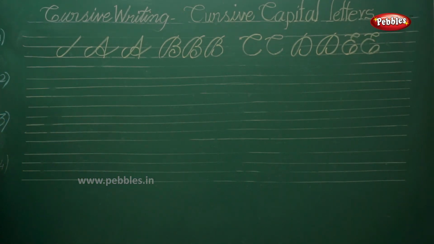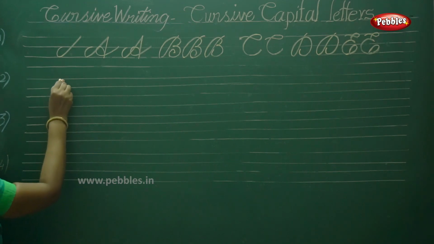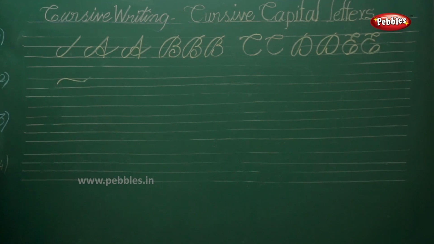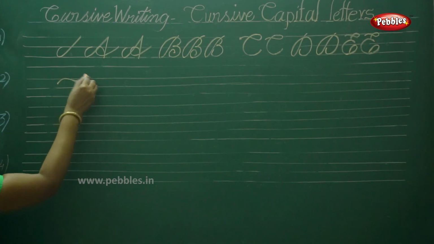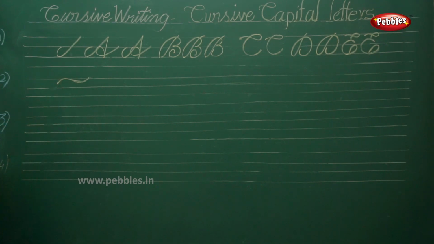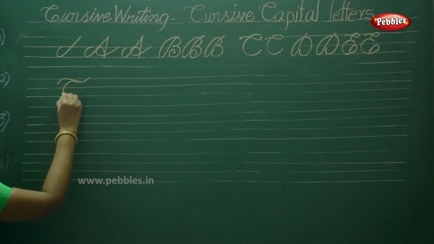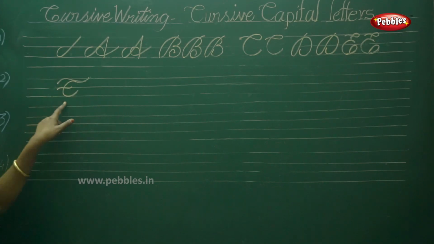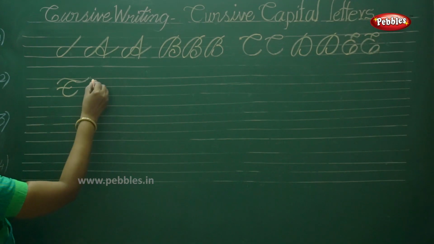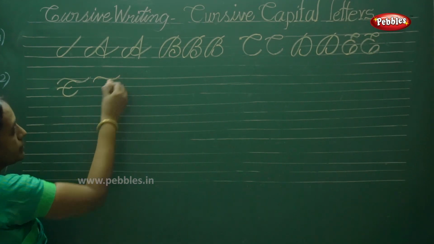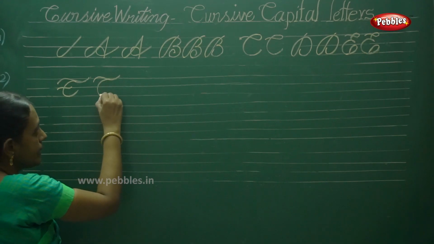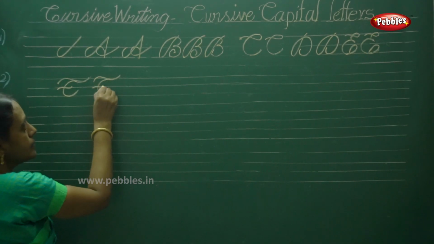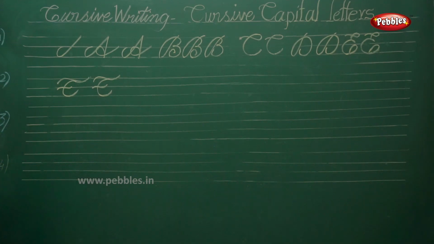Then F. The first one starts from here, looks like a wave, and the next one, and join this. Cursive F. Once again I write, follow 1, second and third step, that is F, cursive F.